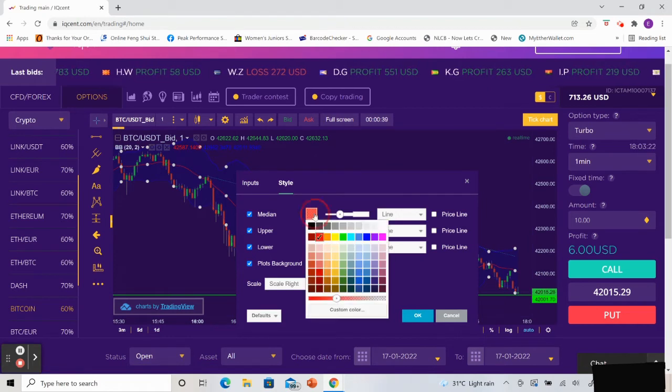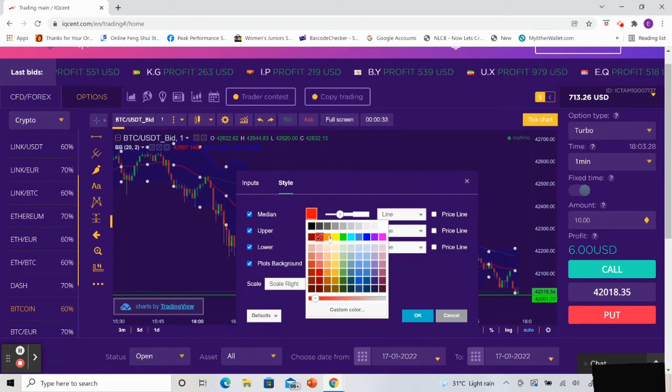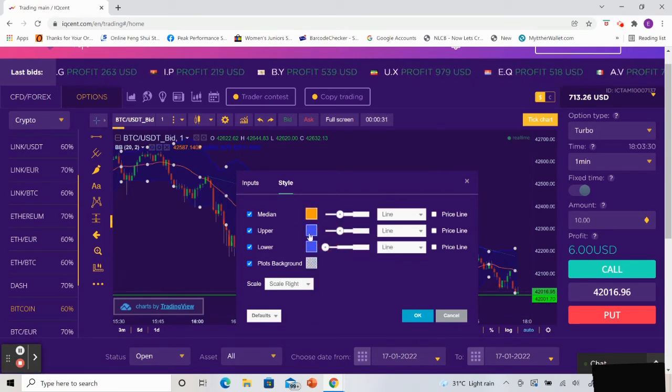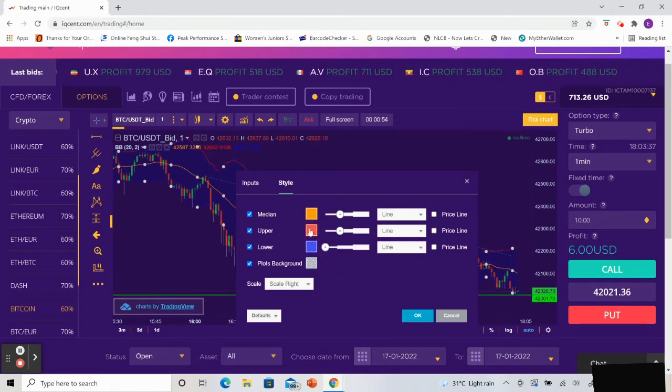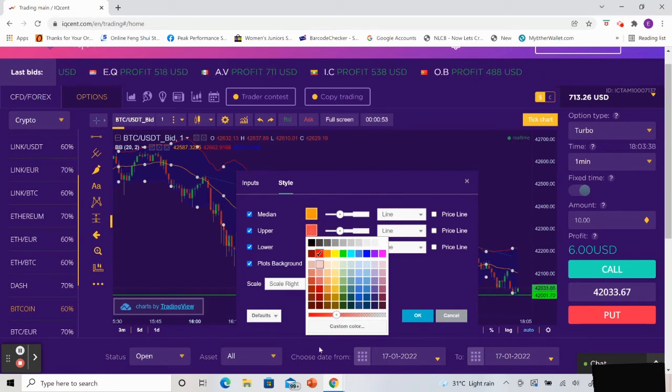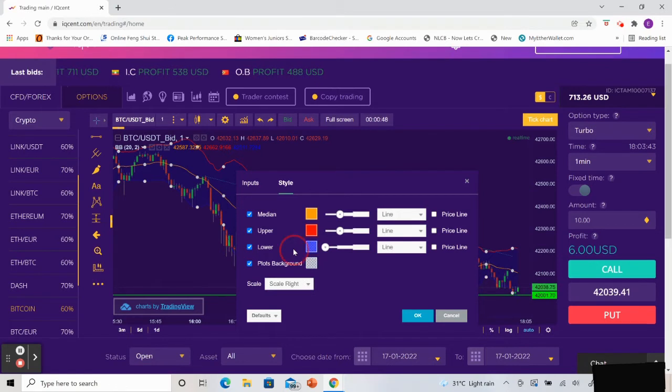If you want to make, instead of the textured color, you can make it solid, right? This is for your upper line. The middle line, sorry, I would probably do that an orange. The upper line, I can probably change that to red and I can make it solid. So if the candles go up and touches there, I'm expecting it to change direction.